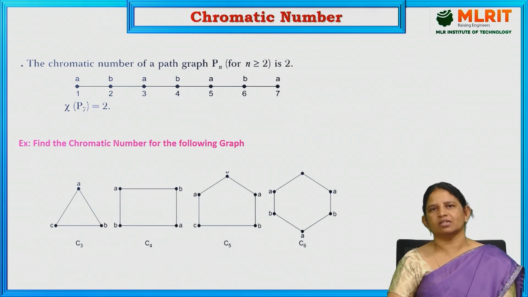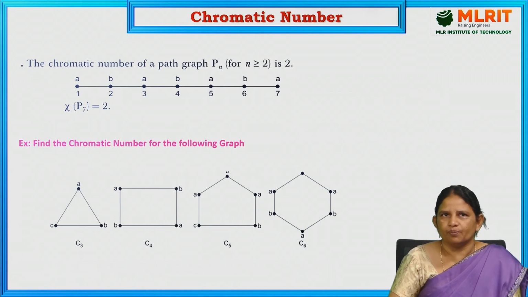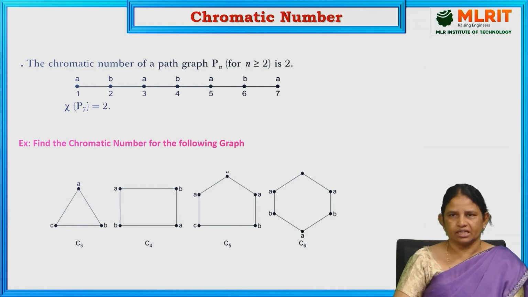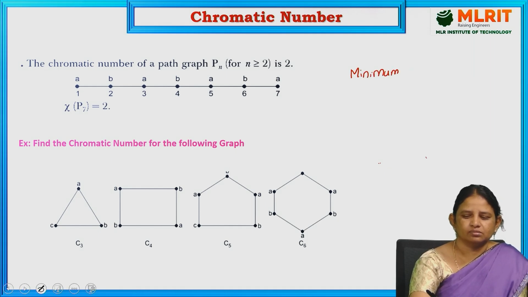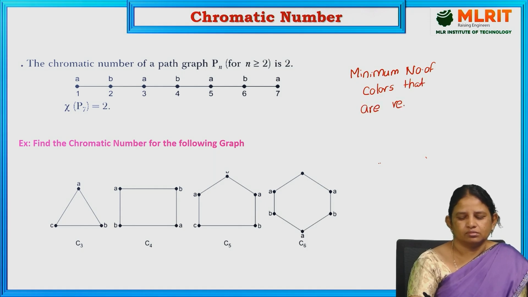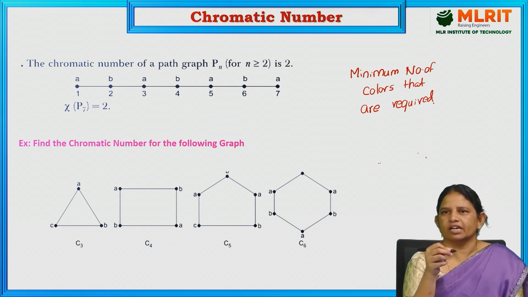So consider some examples. We need to find the chromatic numbers for the following graphs. What is the definition of chromatic number? The minimum number of colors that are required to color the graph is called the chromatic number.